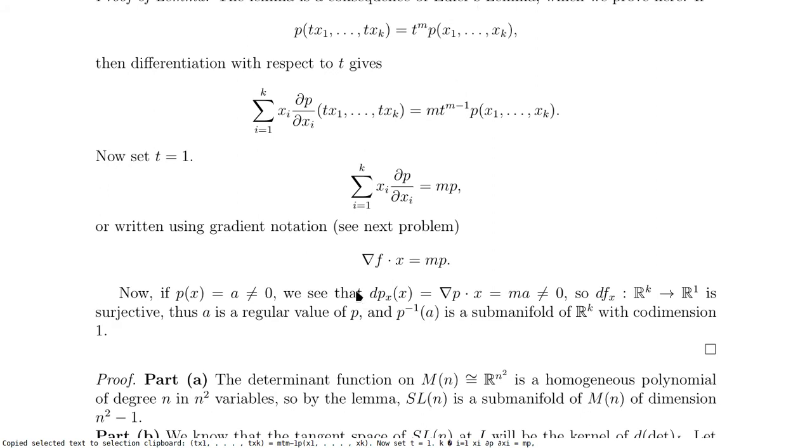But yeah, that's where we arrive, and then if P(x) is equal to a, which is non-zero, we see that if you take the derivative of P(x), that is equal to the same thing: gradient of P dot x, and that is equal to m a, because P(x) is equal to a. So the derivative dPx from R^k to R^1 is actually surjective, and that's what we need to show, that a happens to be a regular value of P, and that the preimage is a submanifold. It works out.